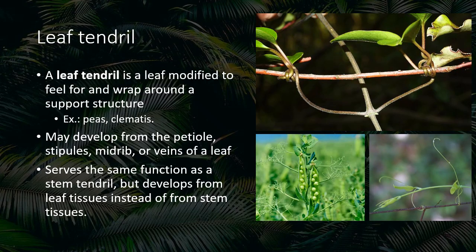A leaf tendril is a leaf that's modified to feel for and wrap around a support structure. Some examples could include peas or clematis. And tendrils can develop from, once again, any part of the leaf: petioles, stipules, midribs, or the veins of the leaf. In some of our garden peas, if you look at this garden pea picture in the bottom right, you can see the leaves sticking out the side. All of the veins of the leaf are free. They're not connected by any kind of lamina or leaf blade. And so every vein of the leaf can act as a tendril to wrap around and climb up some surface.